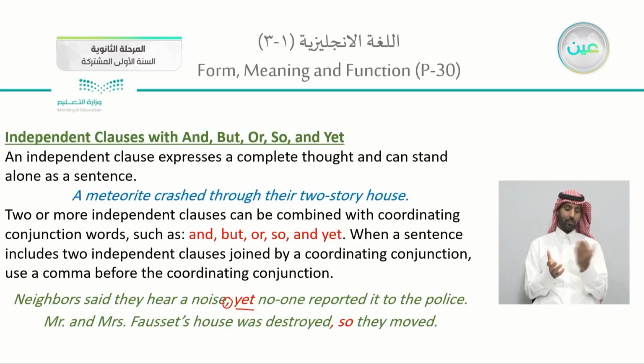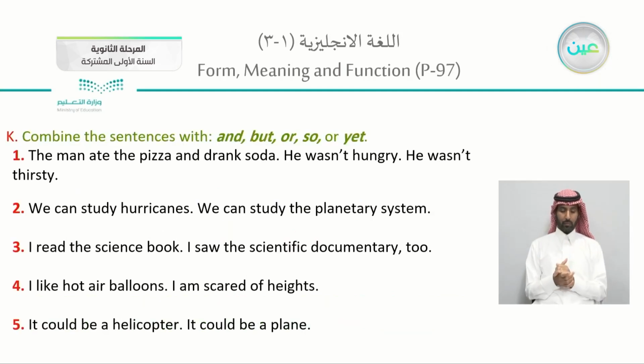Another example: Mr. and Mrs. Fawcett's house was destroyed, so they moved. So we have here a comma, then the coordinating conjunction, followed by the other independent clause. Okay, now here, exercise K, page 97.